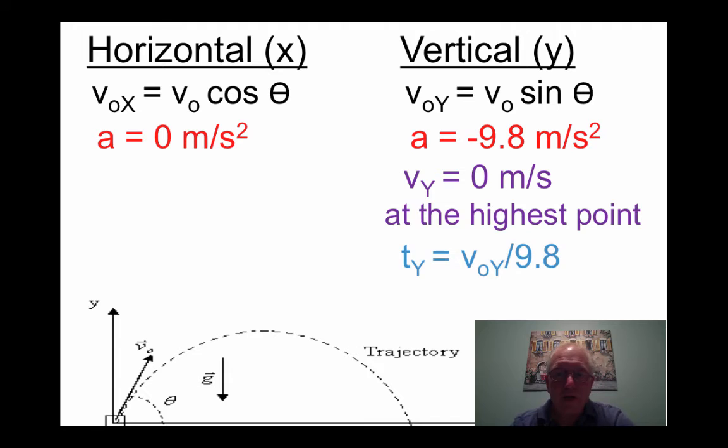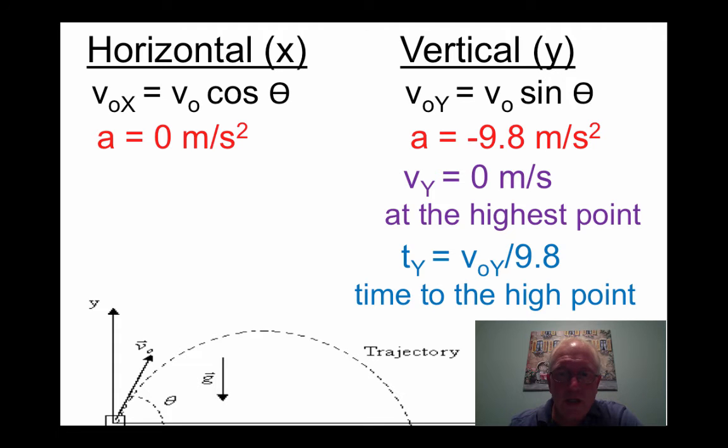And that means that I can say that the time in the y direction is that initial velocity in the y direction divided by 9.8. Another one that I challenge you to see if you can derive. It's a pretty straightforward derivation anyway, given the information in front of you.